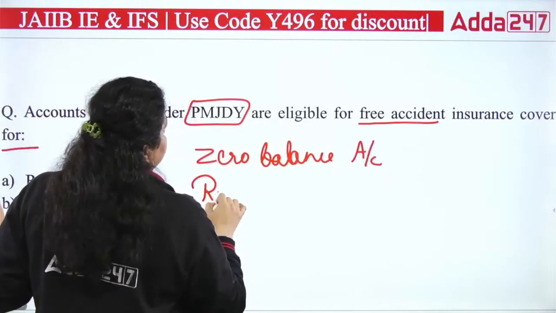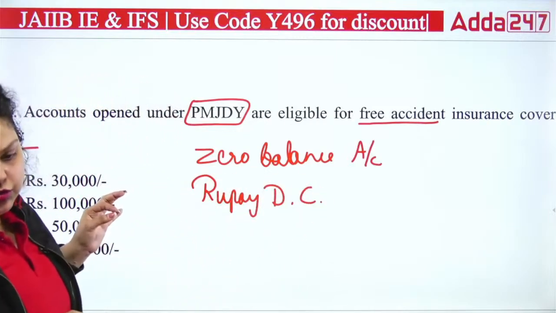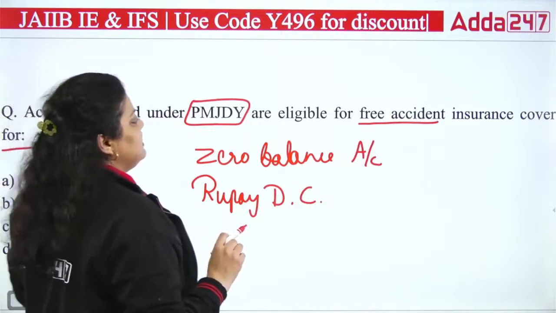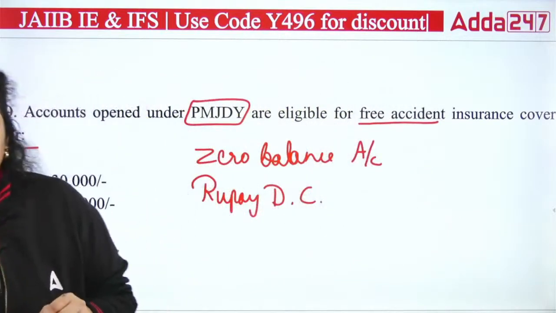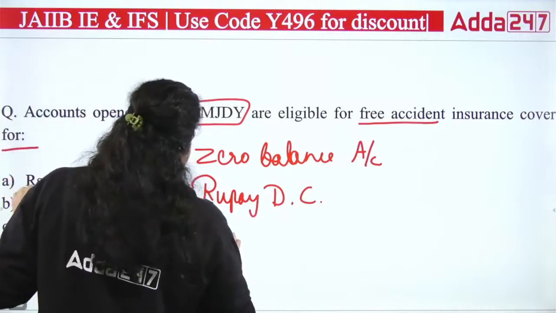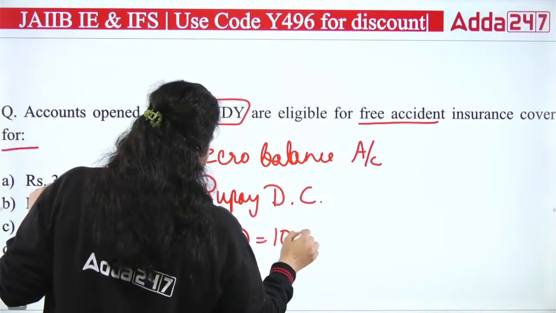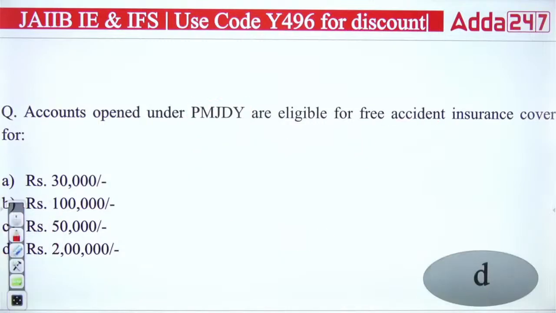It gives the RuPay debit card, and that will be free of cost. Apart from that, it provides accidental insurance. It used to provide 1 lakh, but it has been increased to 2 lakh. Now the accidental cover under the Jan Dhan Yojana will be 2 lakh rupees. Apart from that, it also provides an overdraft of 10,000, which used to be 5,000. So earlier the government used to provide a 5,000 overdraft, but it has been increased and now it is 10,000. So the right answer is D. It is the accidental cover or accidental insurance under the Dhan Yojana.